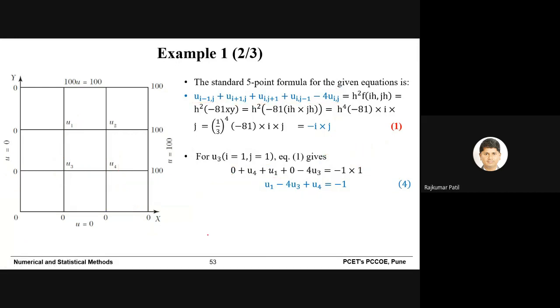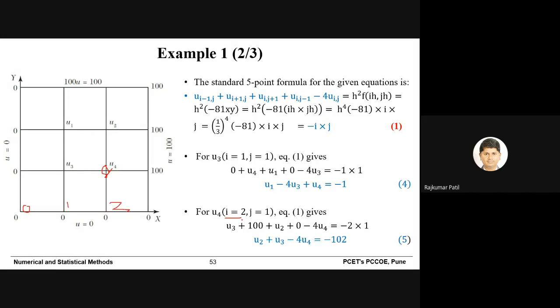If you are still confused, let's take u4. For u4, we have to prepare an equation, and its i coordinate will be 2, because this is 0, this is 1, and this is 2.